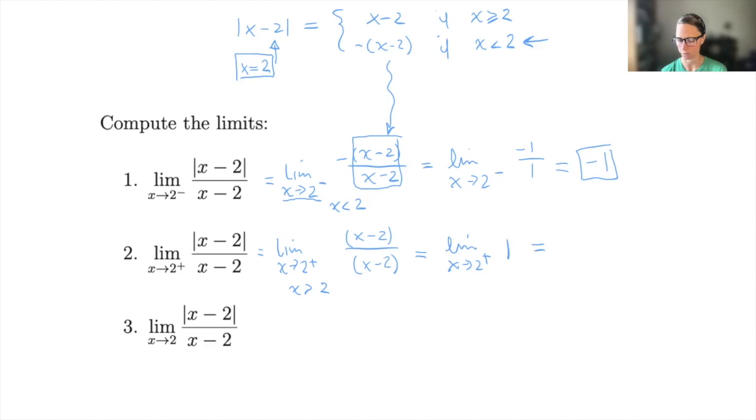What's the limit of 1 as x is approaching 2? Doesn't matter if it's coming from the left or the right. But in this case, even coming from the right, the answer would be 1. All right, how about this last limit? We call this a two-sided limit.